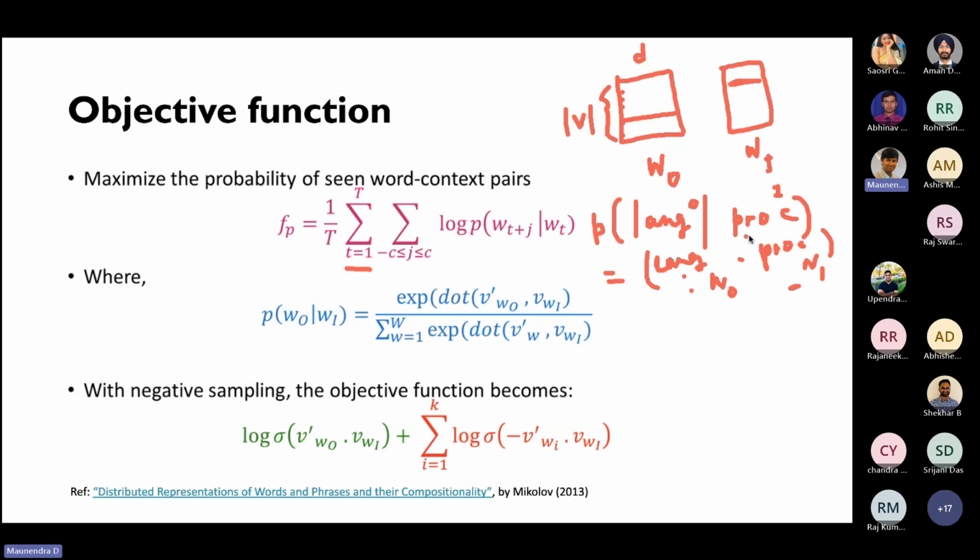Now the probability of language given processing will be this score divided by all the other scores, and then we exponentiate it. This is nothing but a softmax formulation. So if we consider this dot product as a simple score, then given the input as fixed, the score for language is S1, and the score for some other word is S2.